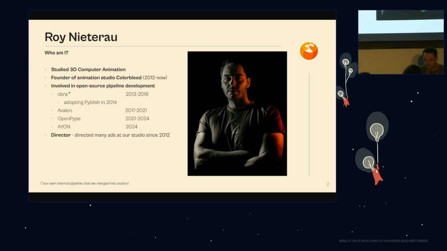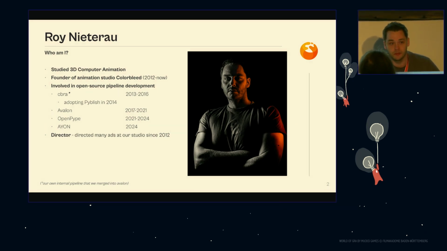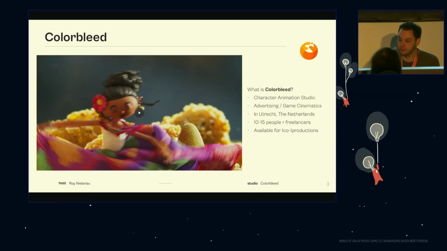A bit about me. This is me. I studied computer animation in the Netherlands. I'm one of the founders of the small studio I just talked about, Colorbleed. And I've been heavily involved in supporting our own pipeline, which was Zebra at the very beginning. And then Avalon came around. We merged our code into that, which turned into OpenPipe and is now AYON. And I also direct movies or commercials, because that's what we do.